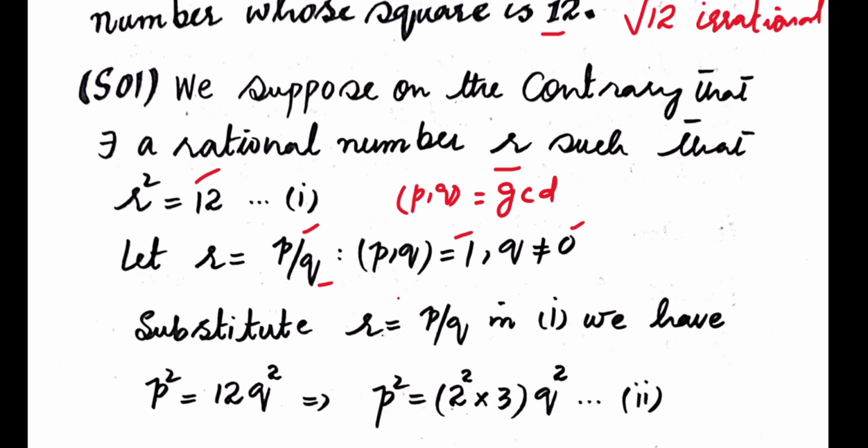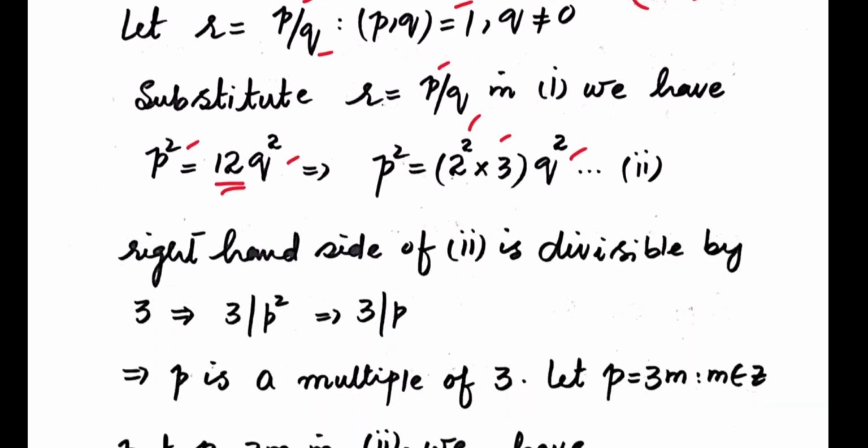Substitute this value of R equal to P over Q in equation number 1. We have P over Q whole square is equal to 12, and from here we have P square is equal to 12 times Q square. We can make the prime factorization of 12, which is 2 square into 3 into Q square.